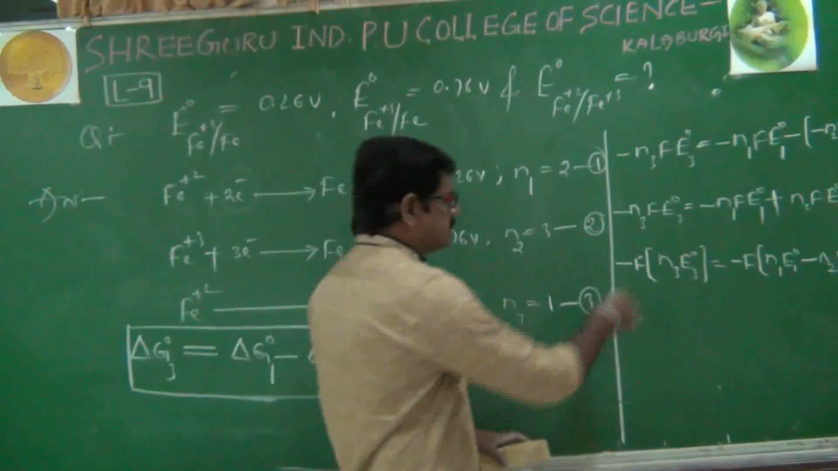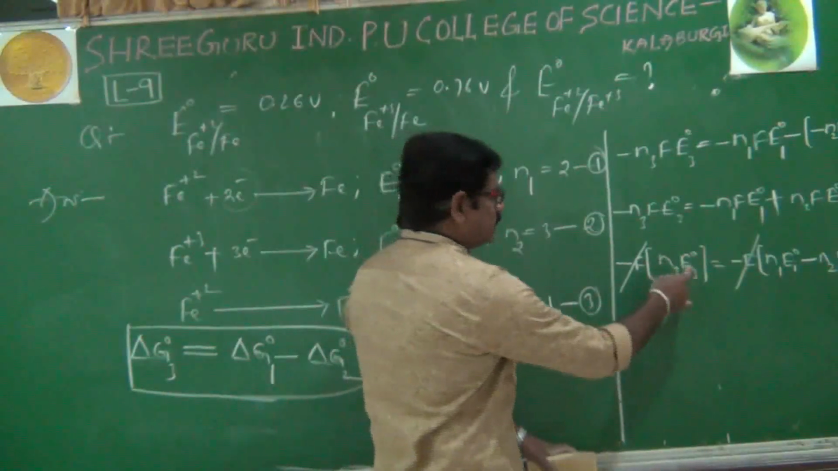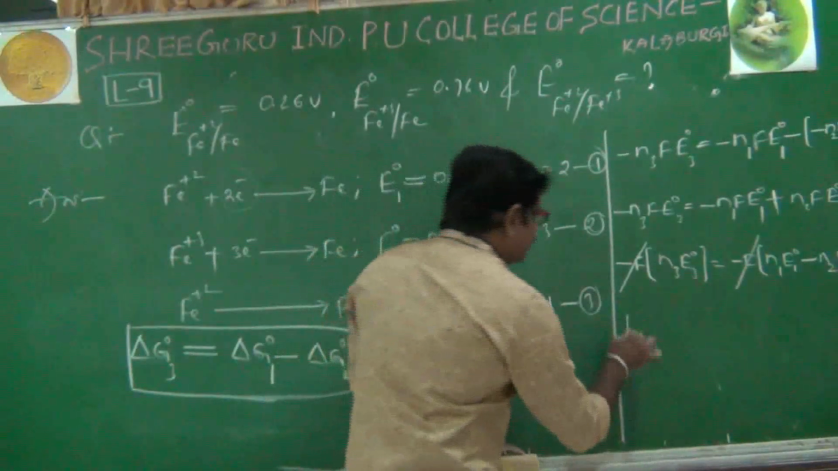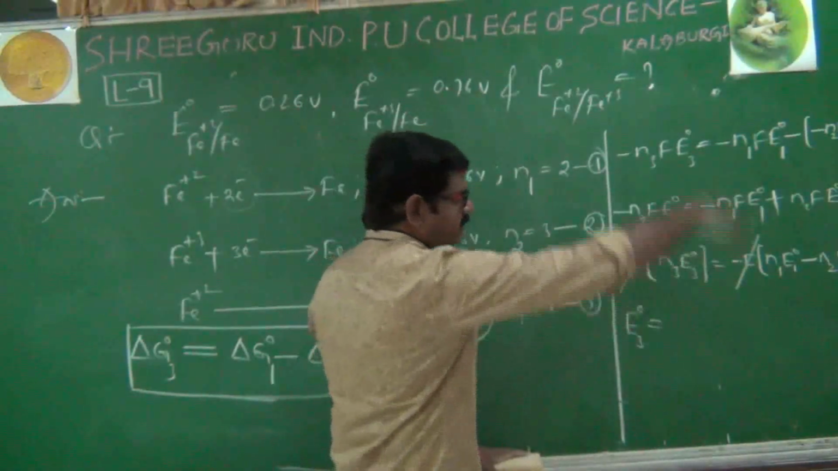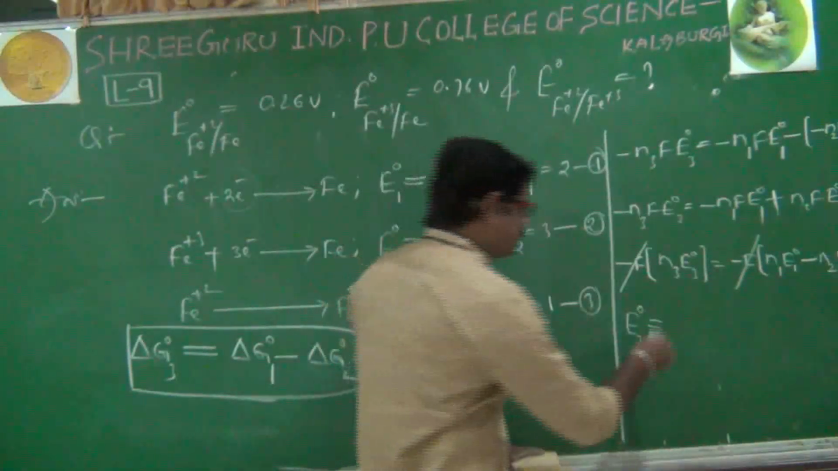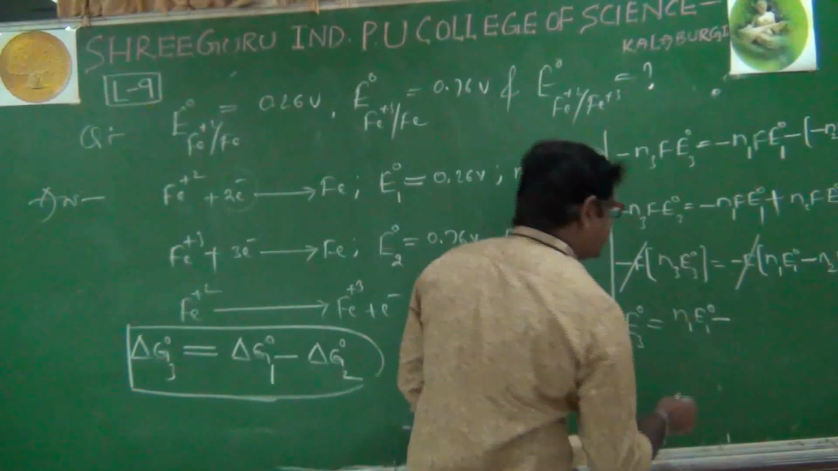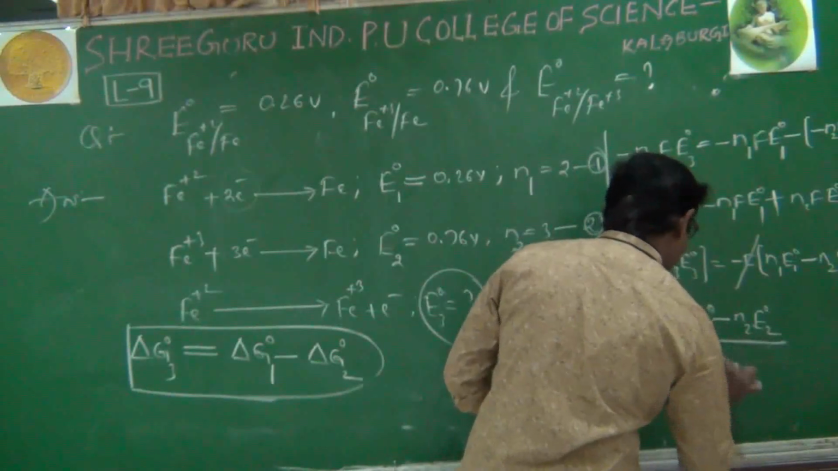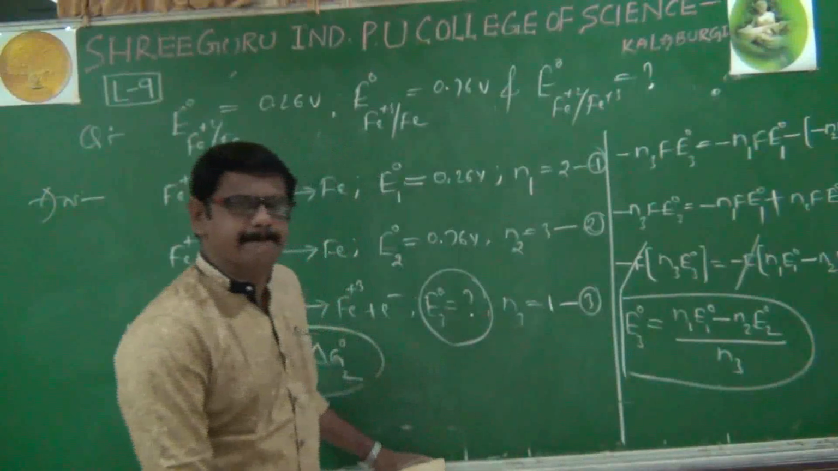Now LHS, RHS, minus F we can cancel. Therefore our target is E naught 3. Therefore E naught 3 is equal to, this N will shift to the RHS. Therefore, N1 E1 naught minus N2 E2 naught, divided by N3. This is our final formula.